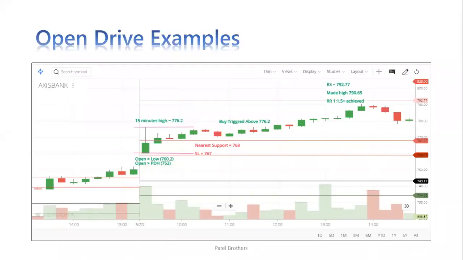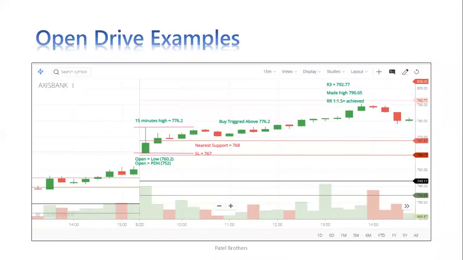So that is well and good for intraday traders. We don't want a 1:5 or 1:6 or 1:10 risk reward for intraday. We want 1:1.5. That is sufficient. Even at a 50% hit ratio, you will be a profitable trader.